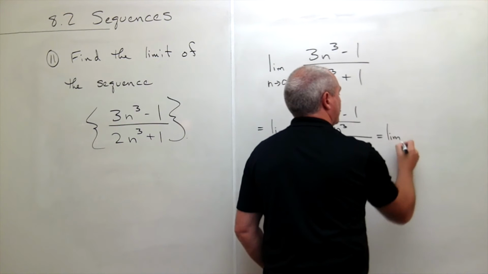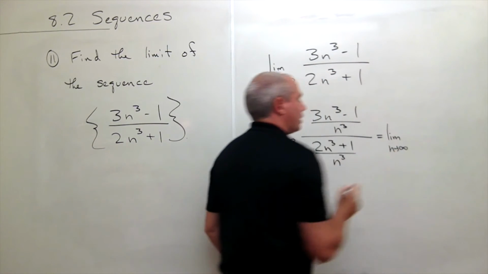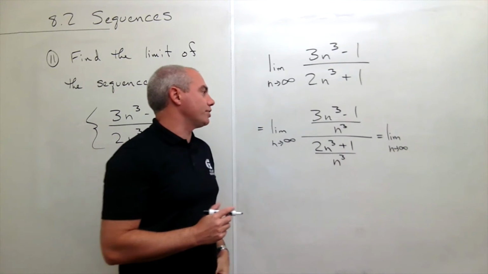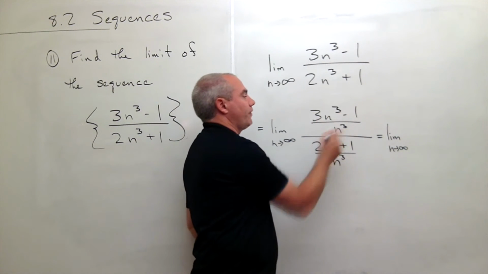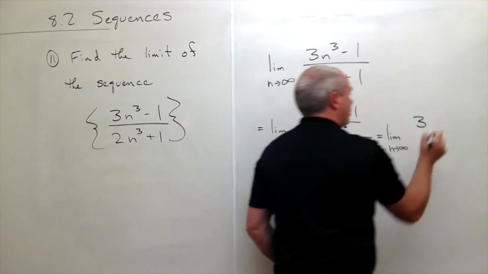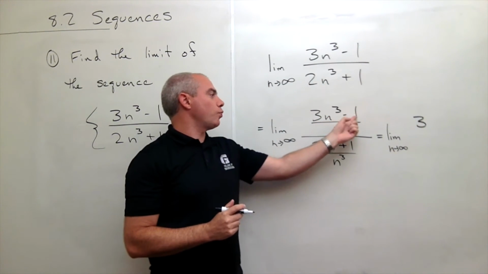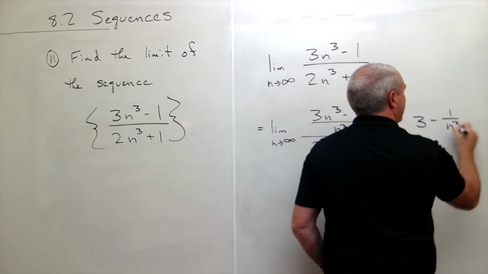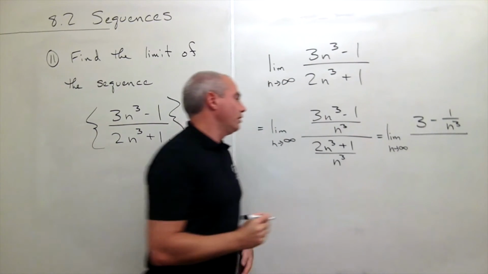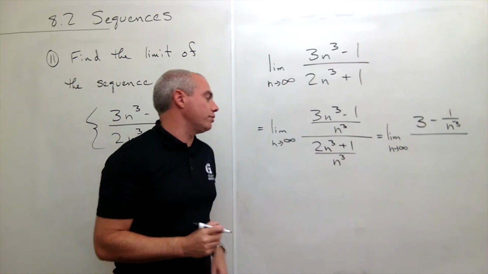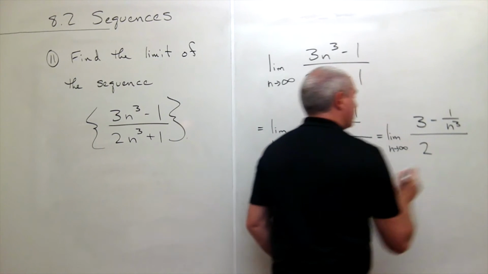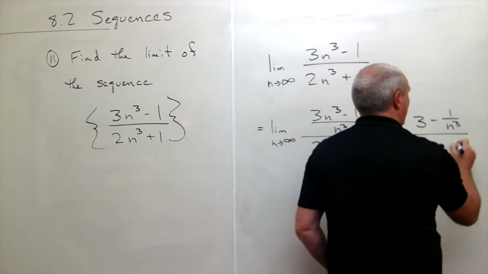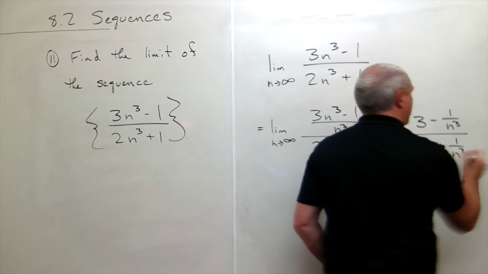So let's write this as the limit as n goes to infinity of, if I break the top up into fractions, then I have 3n cubed divided by n cubed. That's just 3. Then I have minus 1 over n cubed. On the bottom I have 2n cubed over n cubed, which is otherwise known as 2, and plus 1 over n cubed.